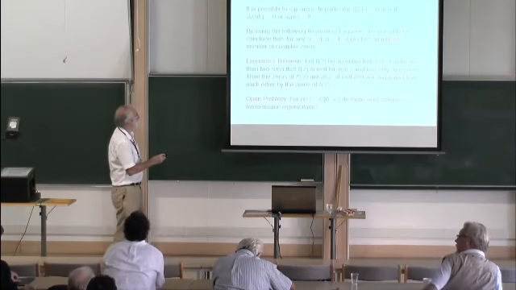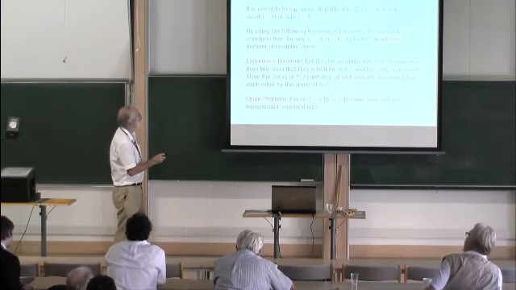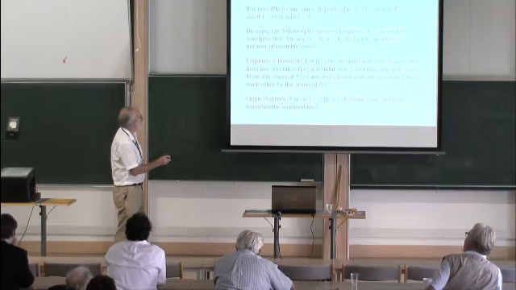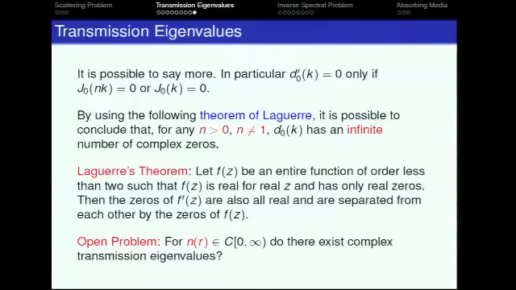Laguerre's theorem says that if f of z is an entire function of order less than 2, such that f of z is real for real z and has only real zeros, then the zeros of f prime are also real, and they are separated from each other by the zeros of f of z. But you can give counterexamples that if f of z is of order 2, that's not true. You can have real zeros, you take a derivative, and you'll find some complex zeros. At first glance you say, well, that's always true. But remember, the key thing here is that f prime has only real zeros, and they're in between the real zeros of f.